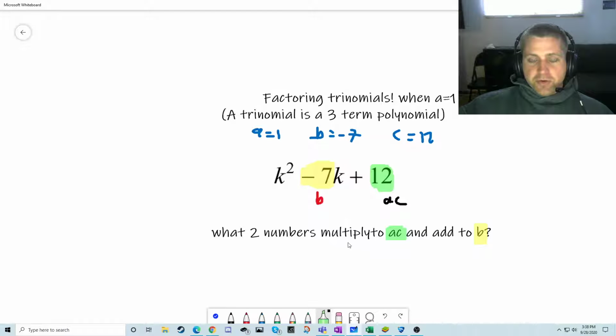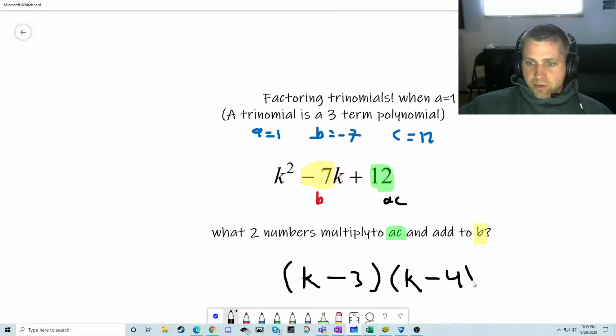I'll show you the short version first, then I'll show you what happens if you need a list. So if you know what the answer is, if you know that it's going to be -3 and -4, you can just write it in. You can write the two numbers into these two slots: K minus 3, K minus 4, or K plus whatever, K plus whatever. If you don't know that right off and you have trouble finding what multiplies to and adds to, the best strategy is to make a list.